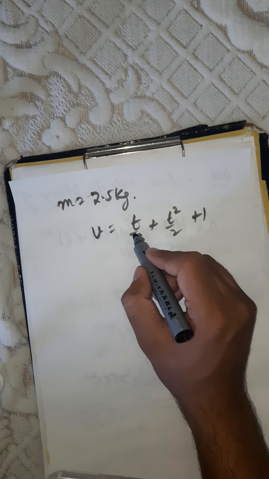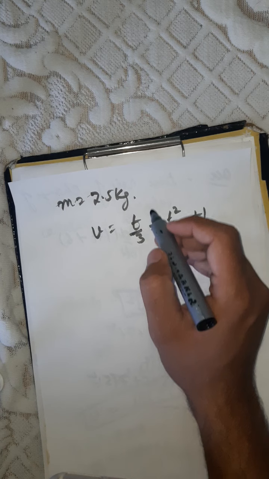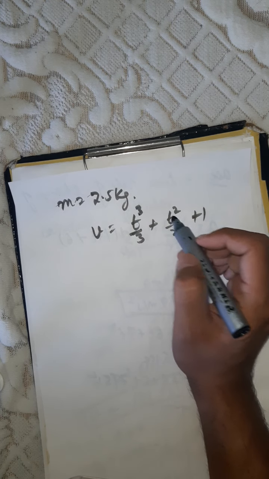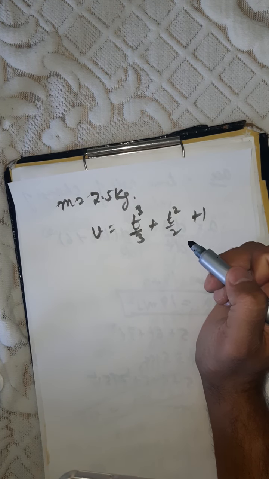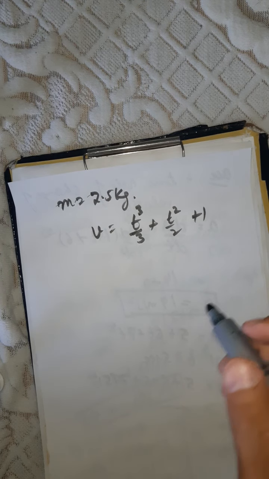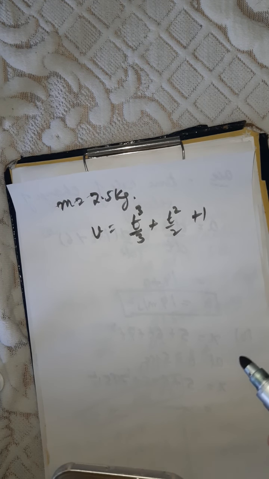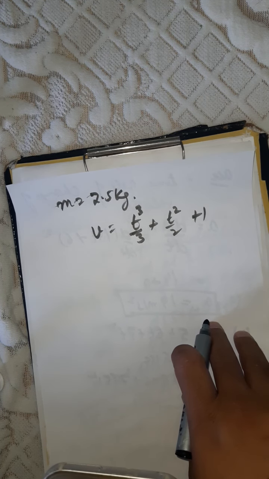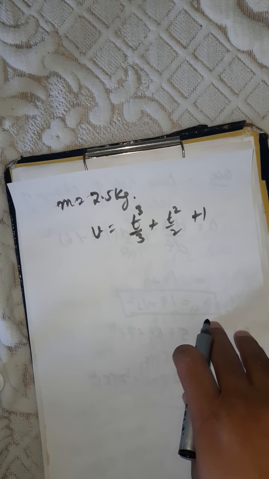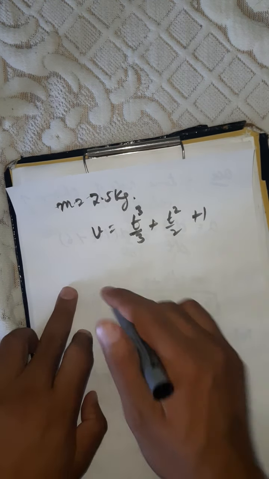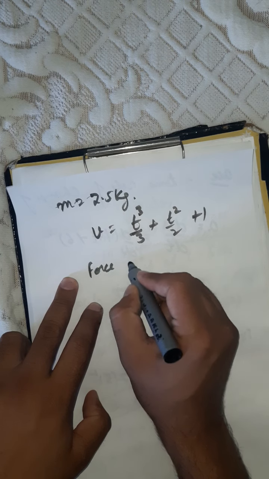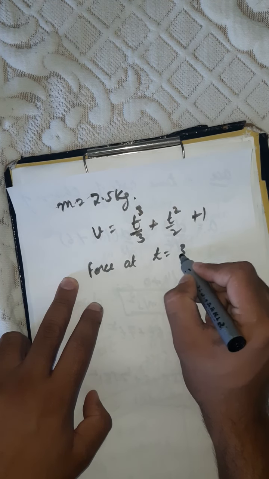Dear, here is just a printing mistake. You will change it into t cube. Okay, it is t cube by 3 plus t square by 2 plus 1. Calculate the force on the body at the time t is equal to 3 seconds. Now we have to calculate the force at t is equal to 3 seconds.